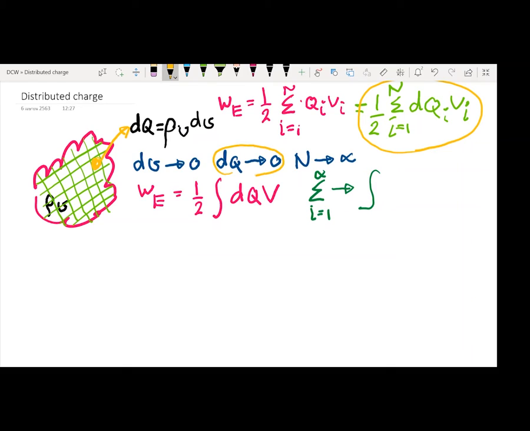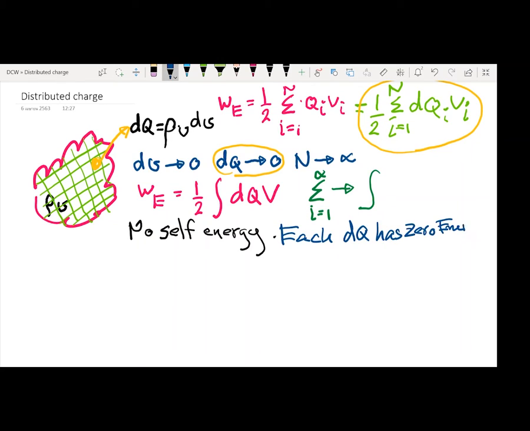Since dq approaches 0, actually it is 0 at one point. It needs to be computed in a small volume dV. Then the self energy of each point charge is 0, or each dq has 0 energy.